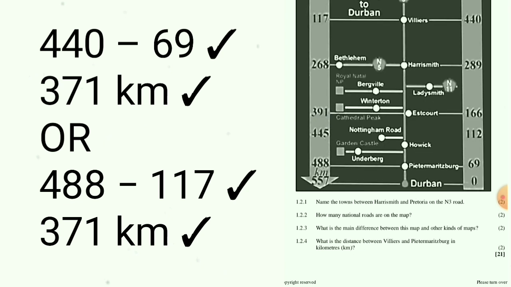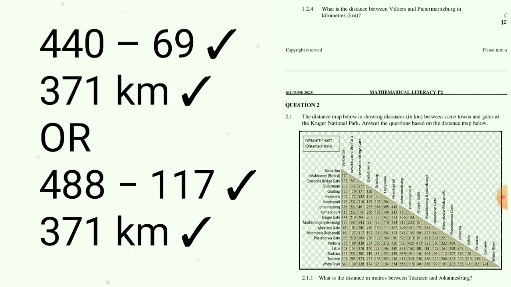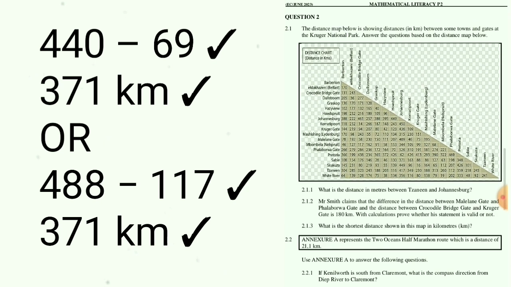So now we are going to question 2. The distance map below is showing distances in kilometers between some towns and gates at the Kruger National Park. Answer the questions based on the distance map below. So you can just check the map, guys, and I hope the map is visible.